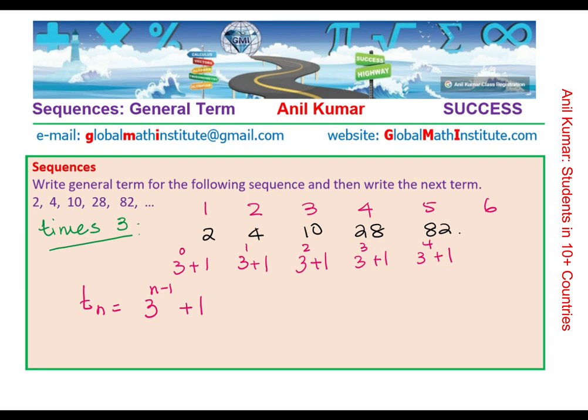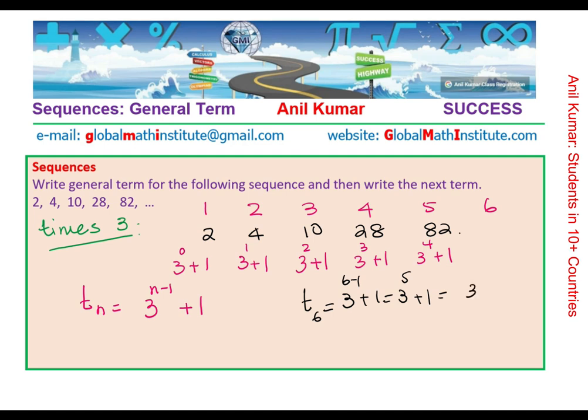Perfect. So what will be the sixth term? T6 will be 3 to the power of 6 minus 1, plus 1, which is 3 to the power of 5 plus 1. So 81 times 3 you can do. 8 times 3 is 24, so 81 times 3 is 243, and then add 1. That gives you 244 as the next term.